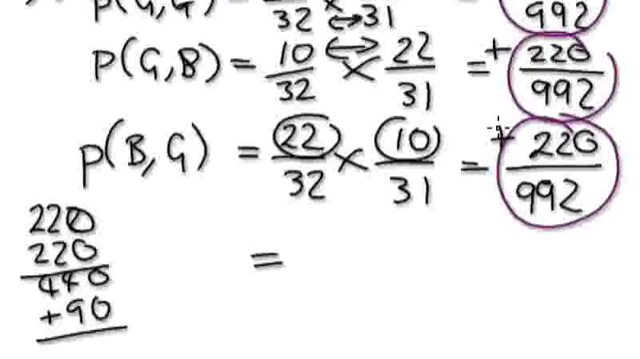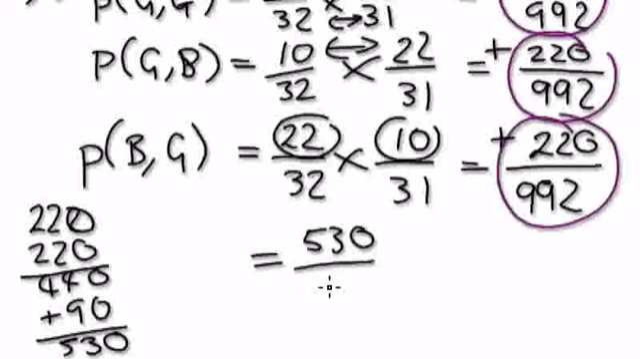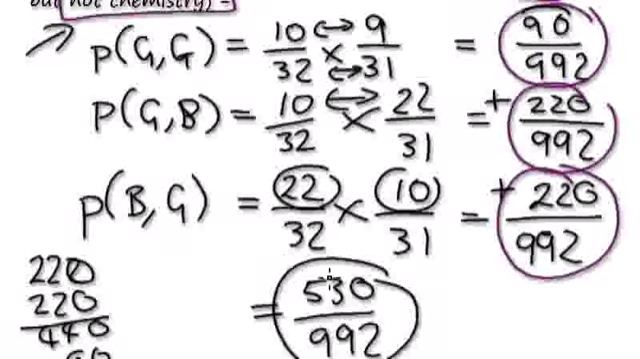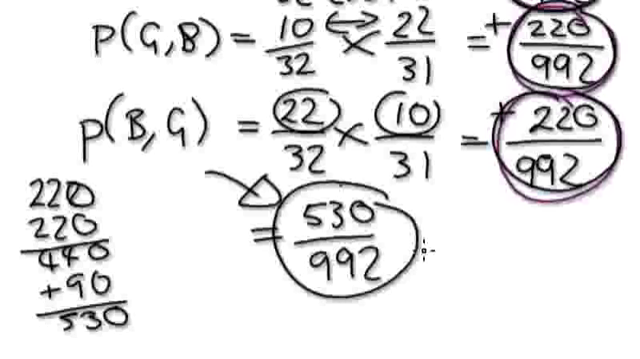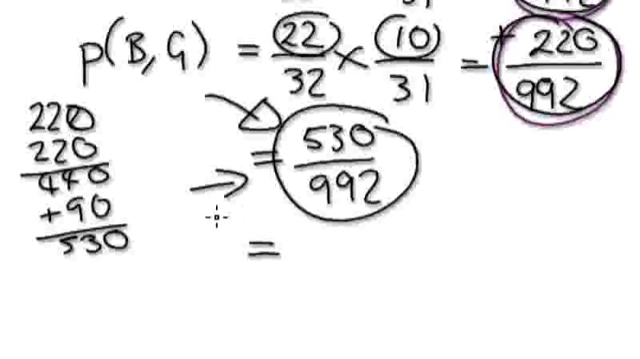So basically, I'm just adding the three numerators together. That gives 530 over 992. So this will be your answer. Basically, this is just all these three added together. So this here would be our answer. But it's a bit hard to picture what's going on here.